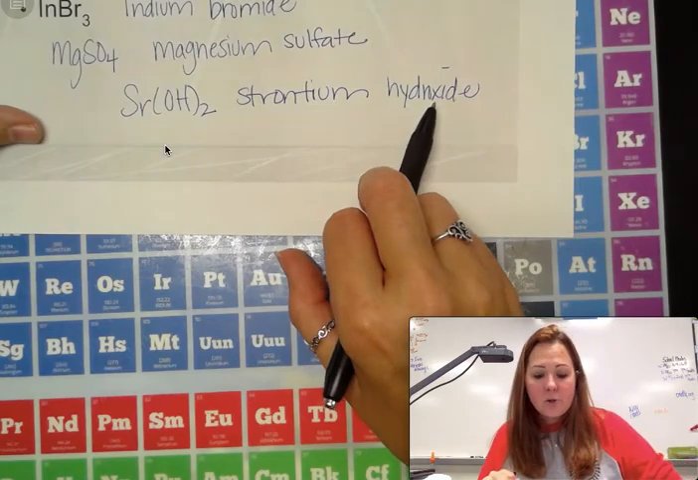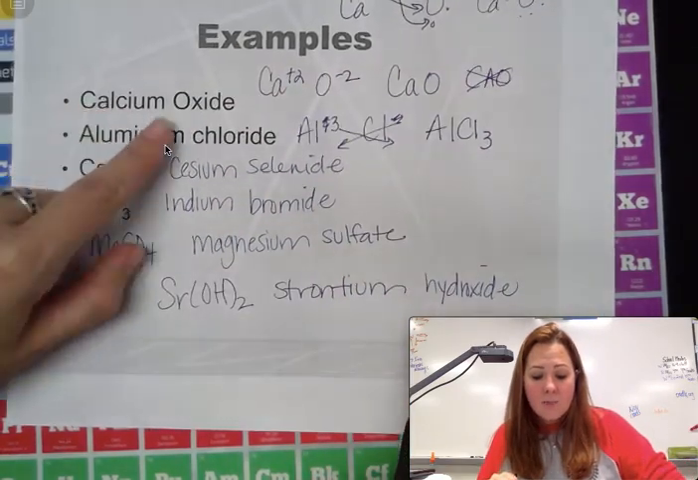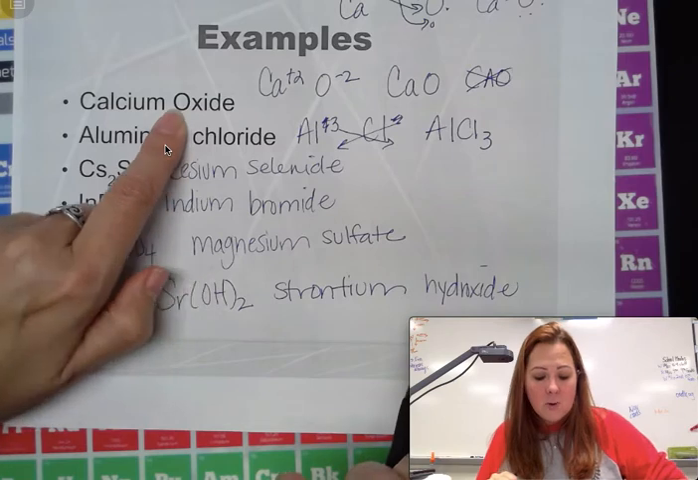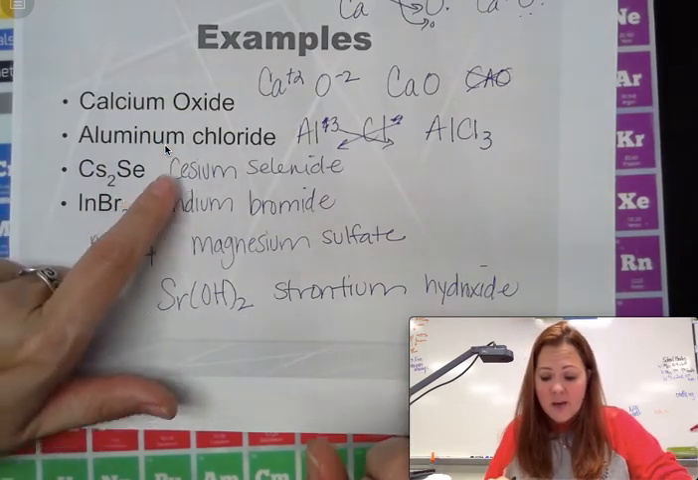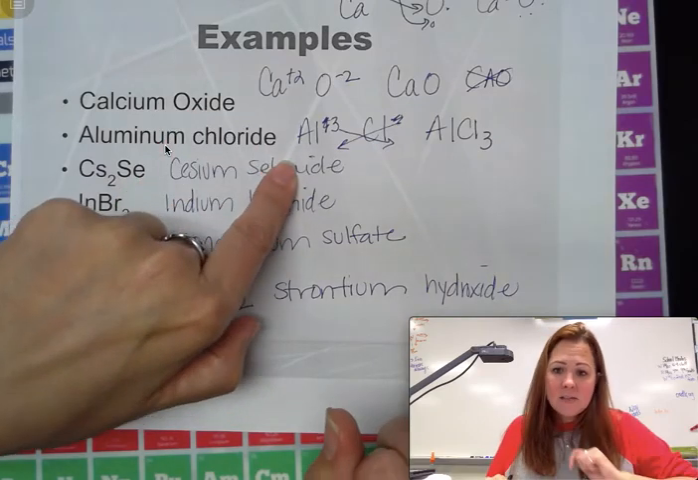So when you're doing these, you're going to either swap and drop if you have to write the formula. If you're writing the name, you just ignore all the numbers and you just put down the name of the cation. Anion changes to IDE unless it's a polyatomic ion.